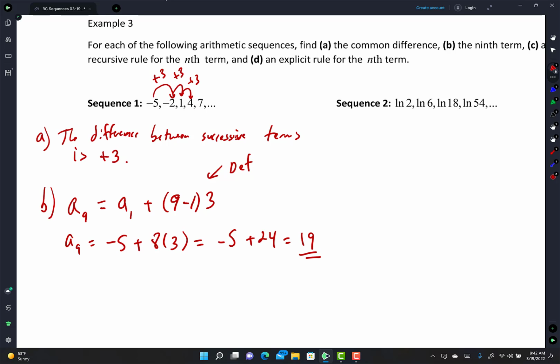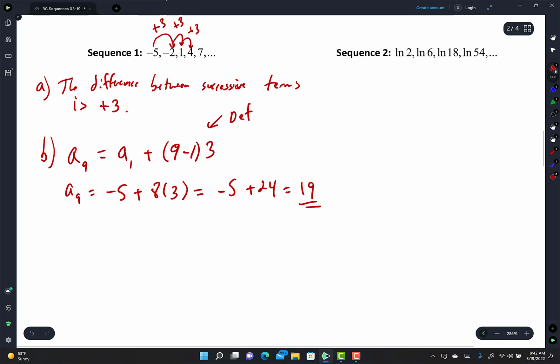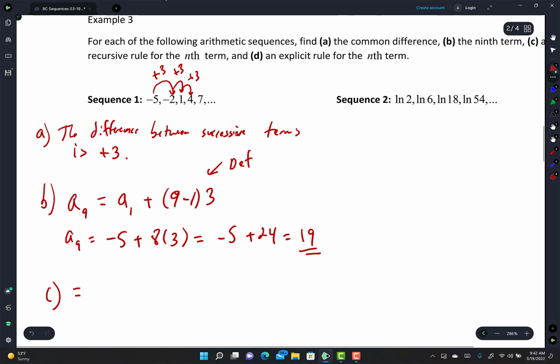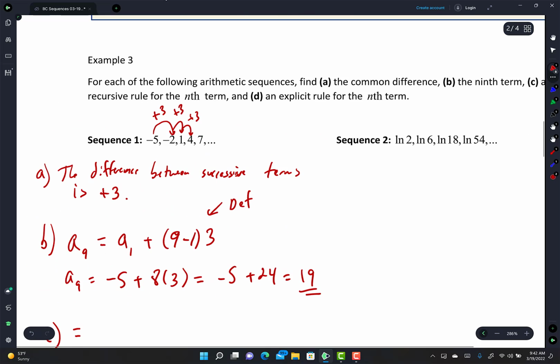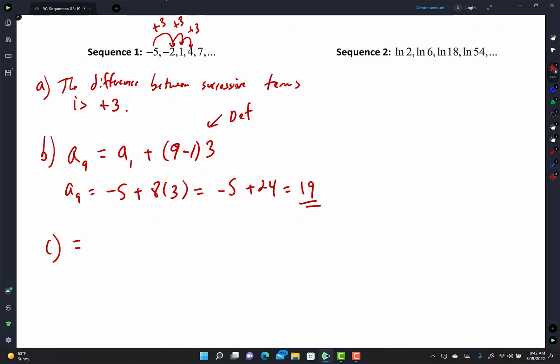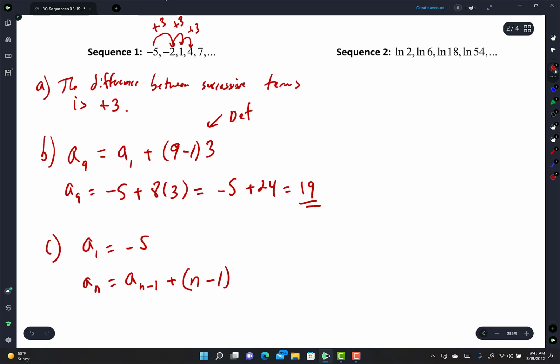How do we feel? All right, here we go. Letter C. They want a recursive rule. That's simple. A sub 1 is going to be -5. A sub n is equal to, what am I going to write, guys? A sub n minus 1 plus, parenthesis, n minus 1, close it, times 3. There it is.